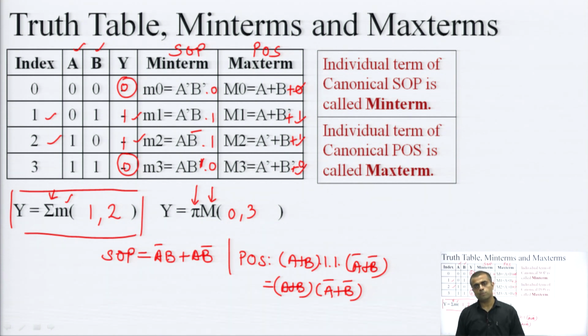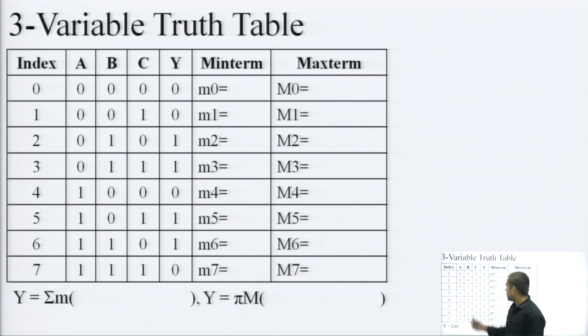So, this is for 2 variables. Similarly, we can practice this for 3 variables as well. I have taken an example of this. So, there are 3 variables now: A, B, C. So, it can have values from 0 0 0 to 1 1 1. Index can be represented by 0 to 7, and these are the minterms.